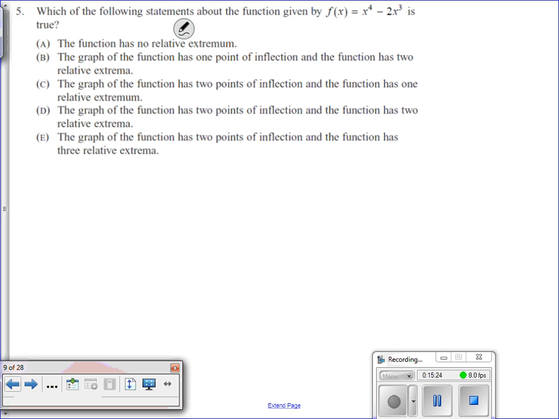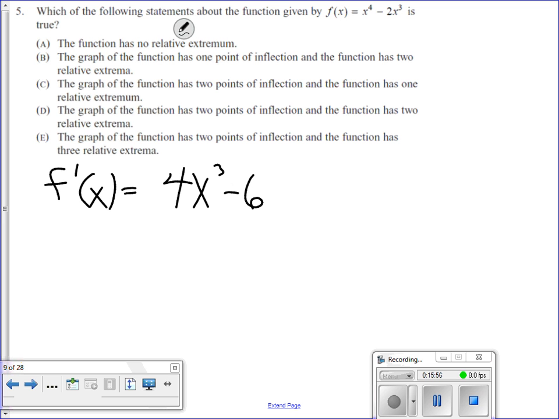Okay. When you look at a function and then they ask you about, I'm glad you asked this one, how many extrema? Relative extrema, that's when the first derivative changes sign. Points of inflection, that's when the second derivative changes sign. It actually has to change sign. So you look for the extrema first. You take the derivative. And what do you get here? 4x cubed minus 6x squared.